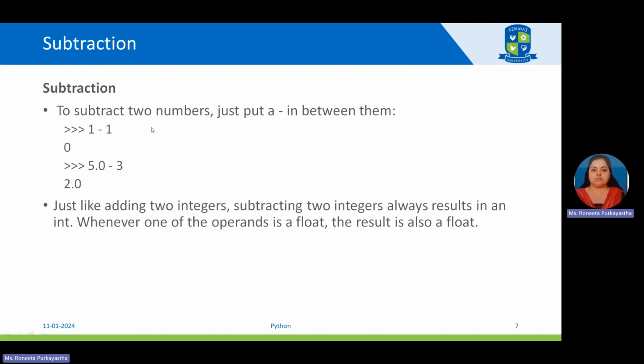So next is the subtraction. For subtracting a particular number from another number, we use the minus symbol, and here also, just similar to the addition, it doesn't matter whether the two data types are the same or different. If they are the same in nature, like both are integers, then you are going to get an integer. If one of them is float or both are float, then you are going to get a floating point number as the outcome.